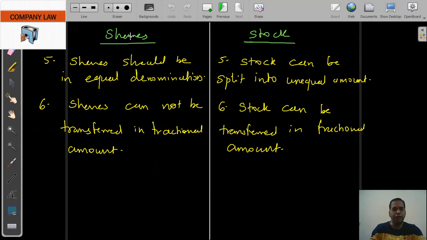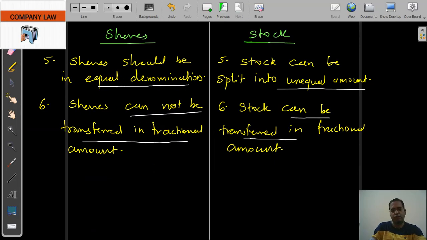Then shares should be in equal denominations, can be into unequal amount, cannot be transferred in fractional, can be transferred in fractional amount.